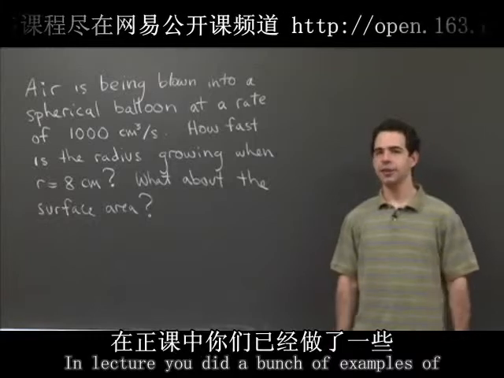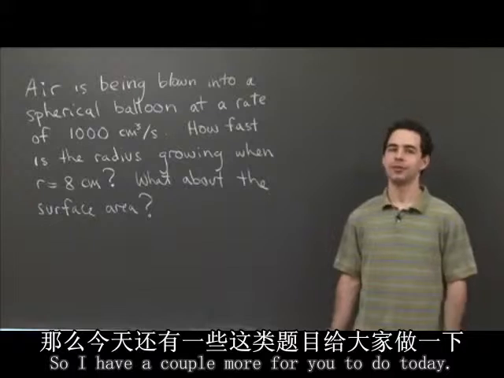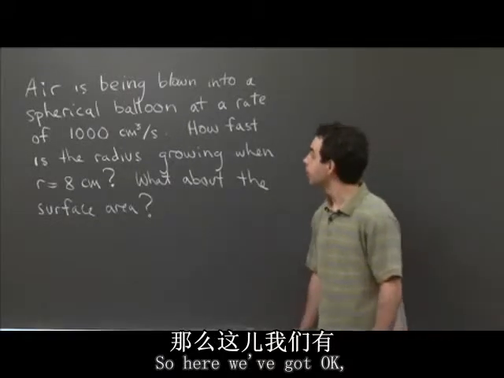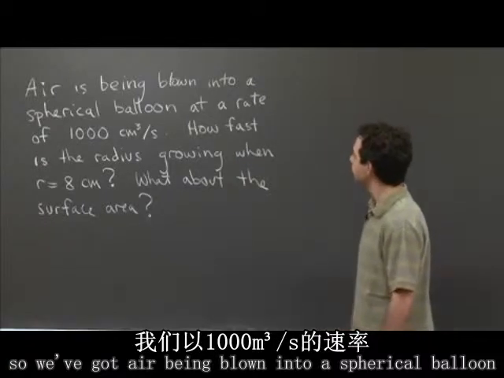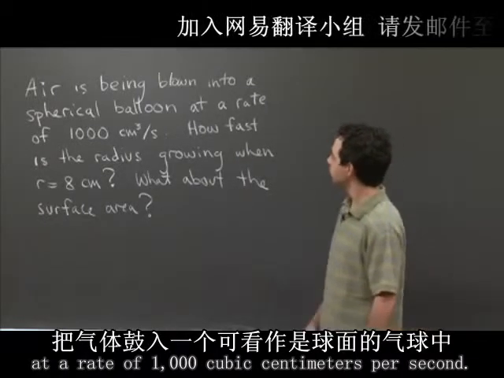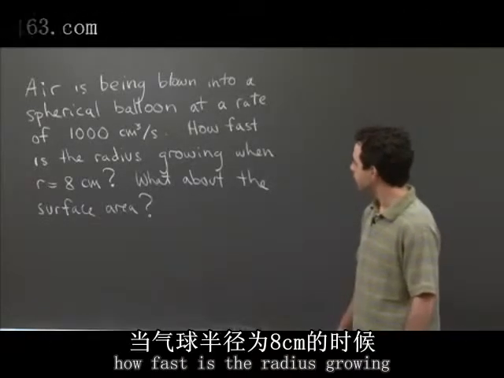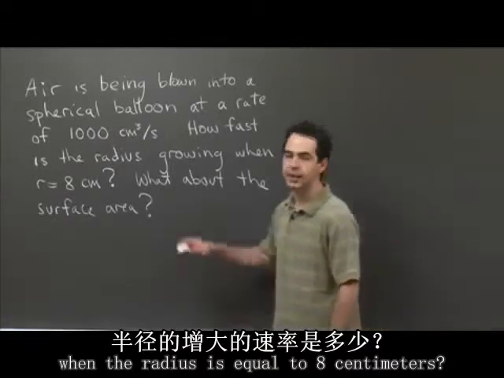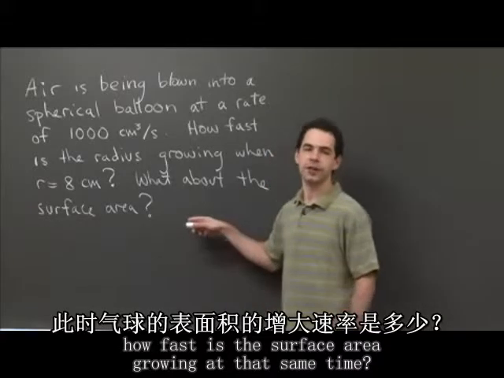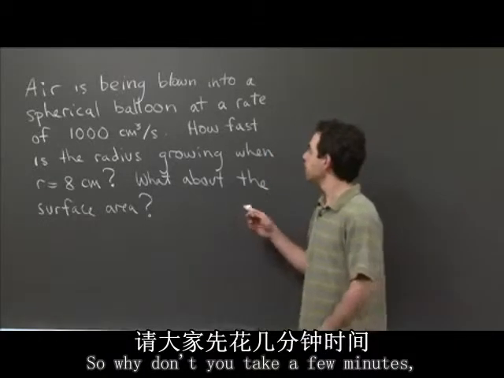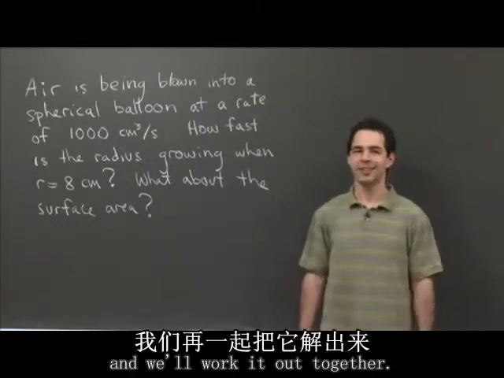In lecture, you did a bunch of examples of related rates problems. So I have a couple more for you to do today. Here we've got air being blown into a spherical balloon at a rate of 1,000 cubic centimeters per second. The question is, how fast is the radius growing when the radius is equal to 8 centimeters? And then a second question: how fast is the surface area growing at that same time? So why don't you take a few minutes, work this one out for yourself, come back, and we'll work it out together.